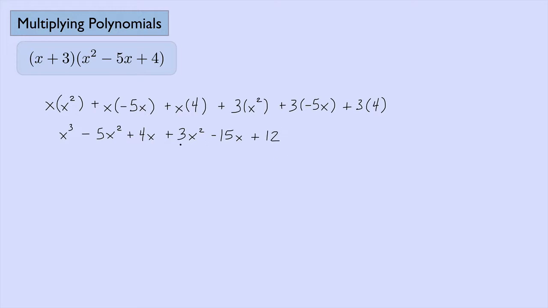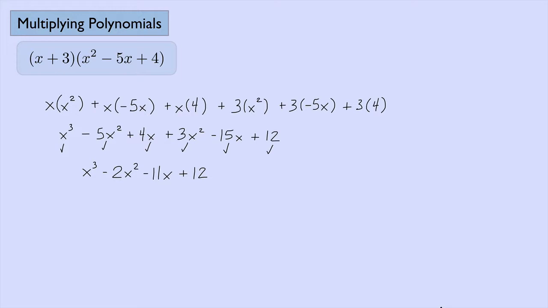And now I look for things that I can combine. So there's only one x cubed term, so that'll be x cubed. There are two, so I'll put a little check here. There's two terms that have an x squared. We have a minus 5x squared and a plus 3x squared. So that leaves a minus 2x squared. There's a 4x term and a minus 15x, so that'll be a negative 11x. And then finally, I have the 12. So my final answer is x cubed minus 2x squared minus 11x plus 12.